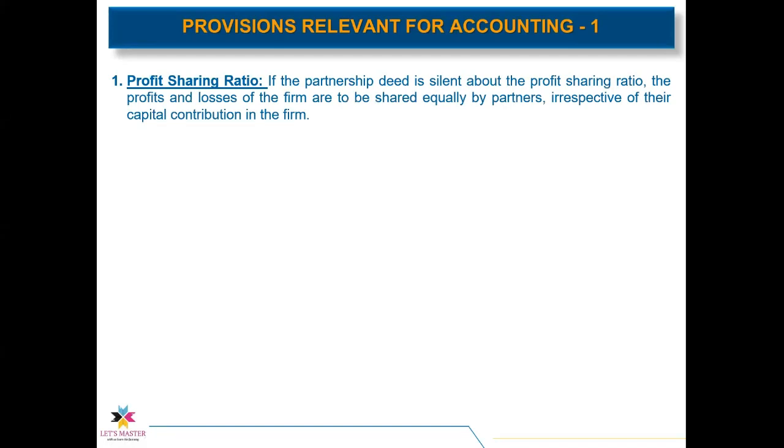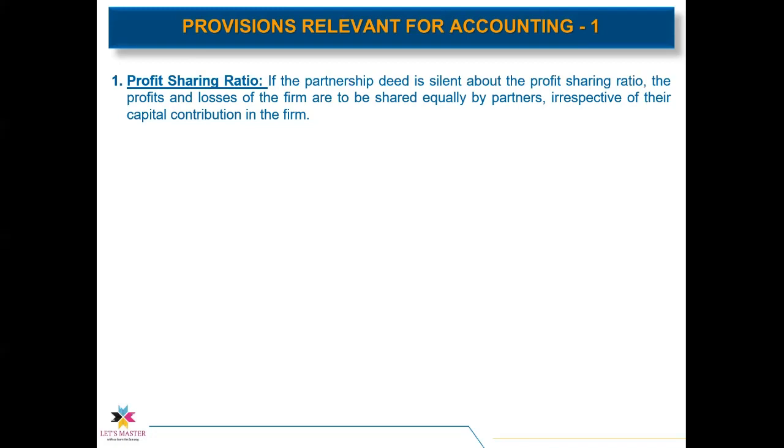If the partnership deed is silent about profit sharing ratio, the profits and losses of the firm are to be shared equally by the partners, irrespective of their capital contribution in the firm. That's why, again, going back to the same point, the partnership deed. If we have a partnership deed, we should clearly mention in what ratio the profit and losses would be shared among the partners.